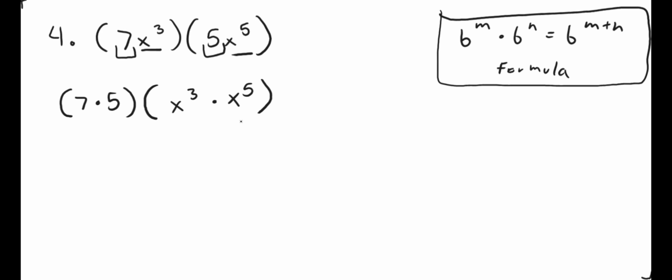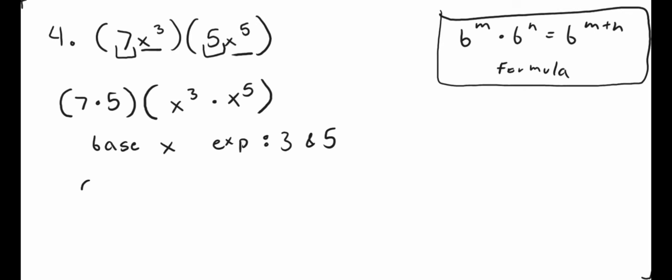We can clearly see by writing it off like this that we get our wonderful formula right here. So as we can see, our base is going to be an x and our exponents are going to be 3 and 5. Give me a second to write it down.